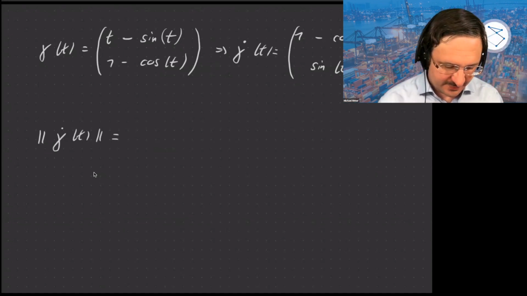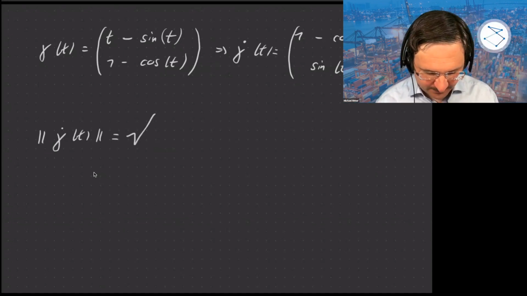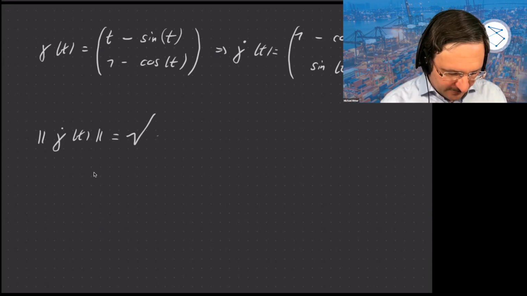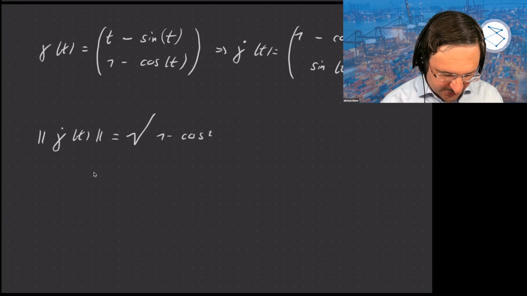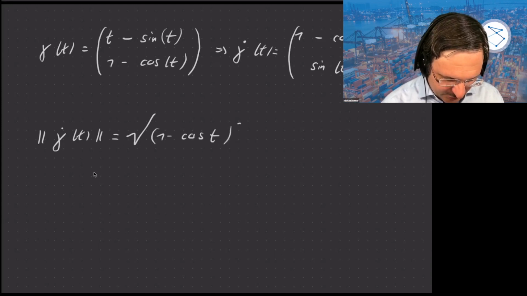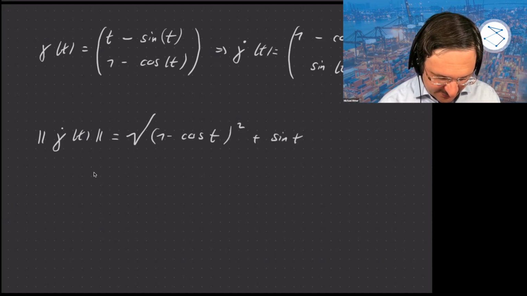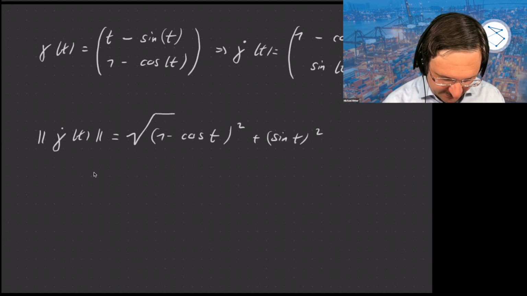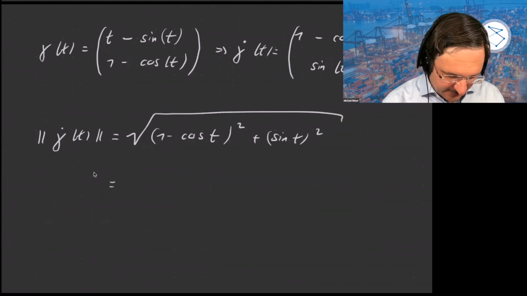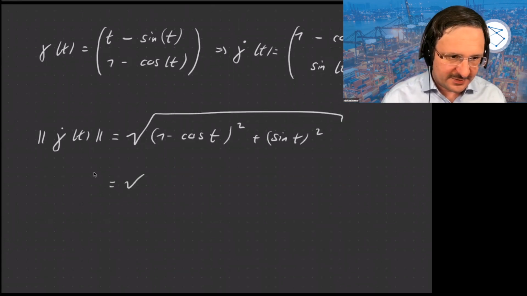So that means we have the square root of (1 minus cosine t) squared plus (sine t) squared. And let's try to simplify that.